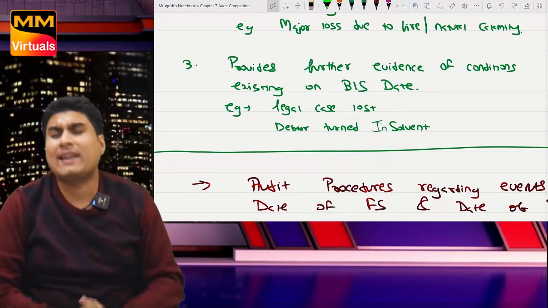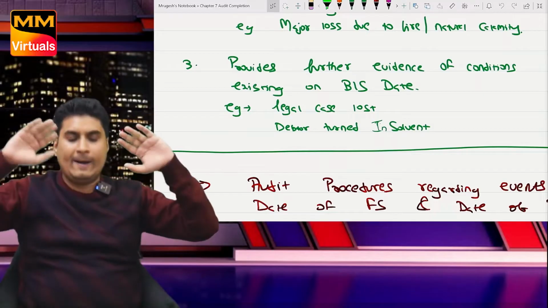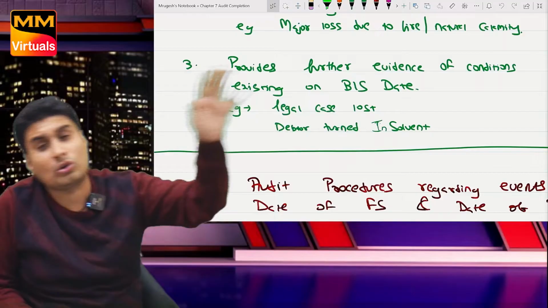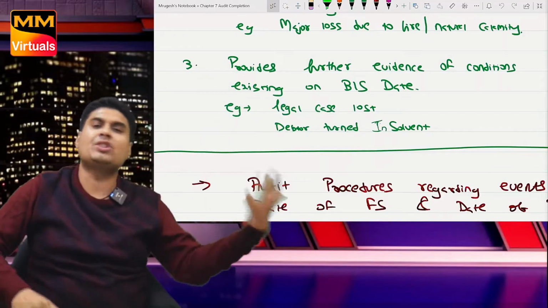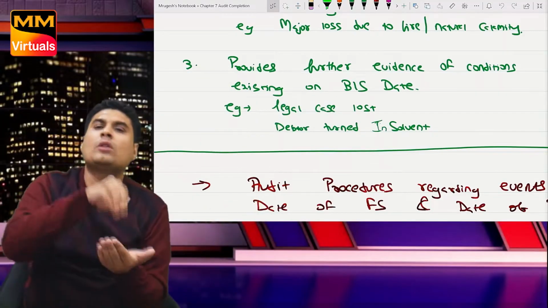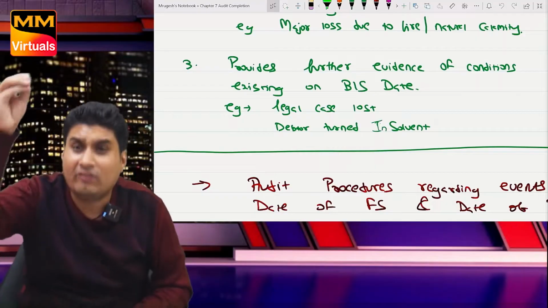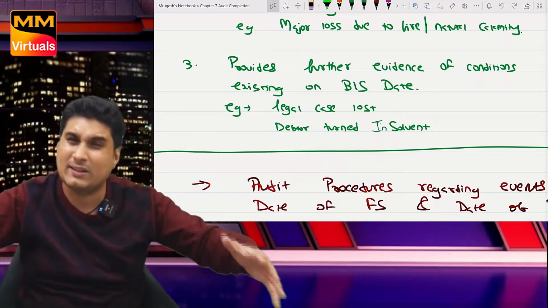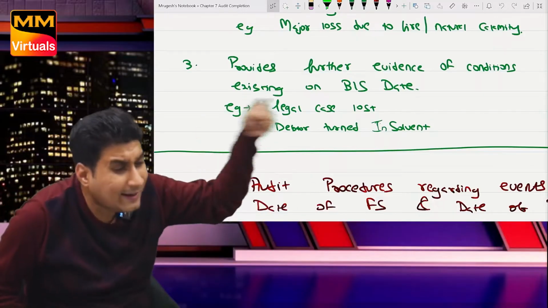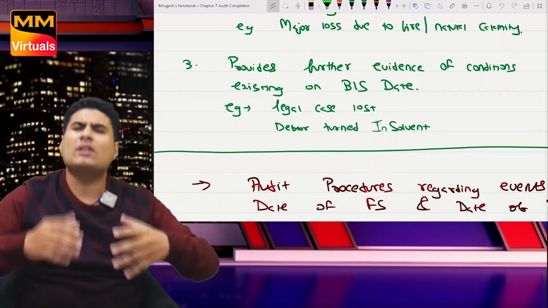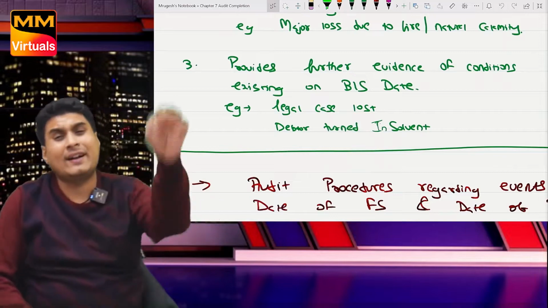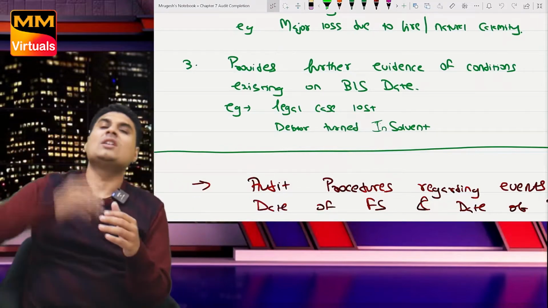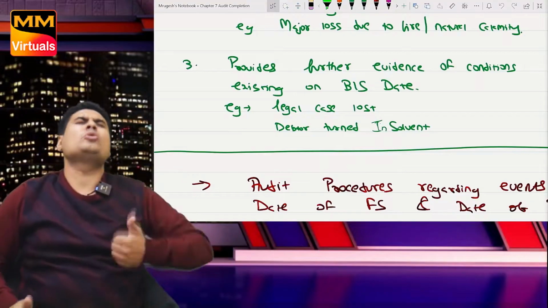Let's take example number two, a legal case. We knew we might lose this case or win this case, so we did some provision, because what if we lose? Finally the verdict of the case came in July and we lost the case. We had to pay compensation of 20 lakh. We have to book it last year. Why? Because it is giving you further evidence of condition existing on balance sheet date. So in three situations, though they happen next year, they have to be shown last year.